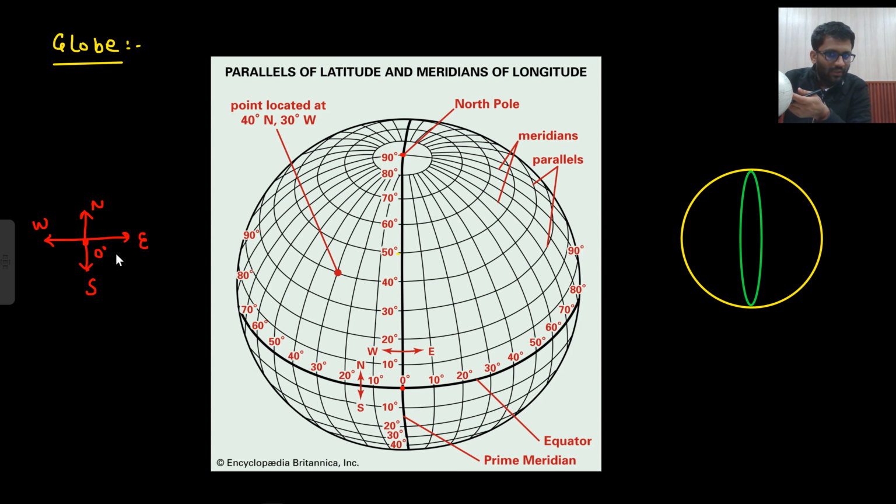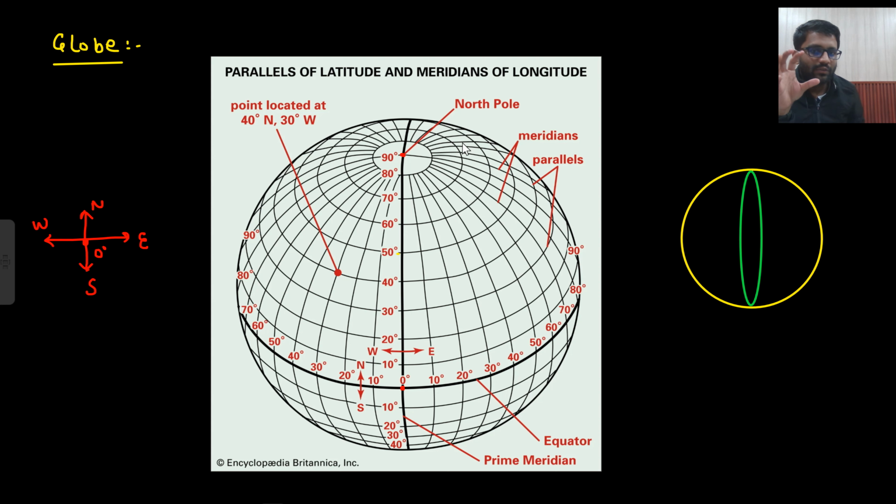Now from here, if you start towards west, then 0 degree, then 10 degree west, 20 degree west. And if you go towards east, then 10 degree east, 20 degree east. In that manner, you proceed. So this is your complete globe. Is that okay for you? And it will go from 0 degree till 90 degree, here also till 90 degree, and here also till 90 degree.